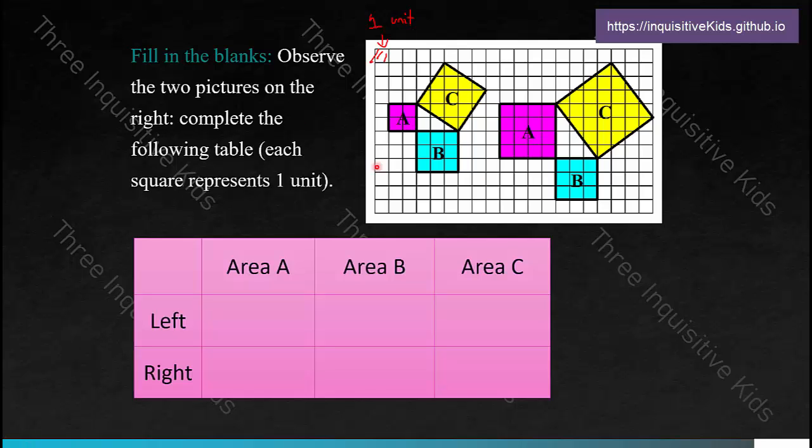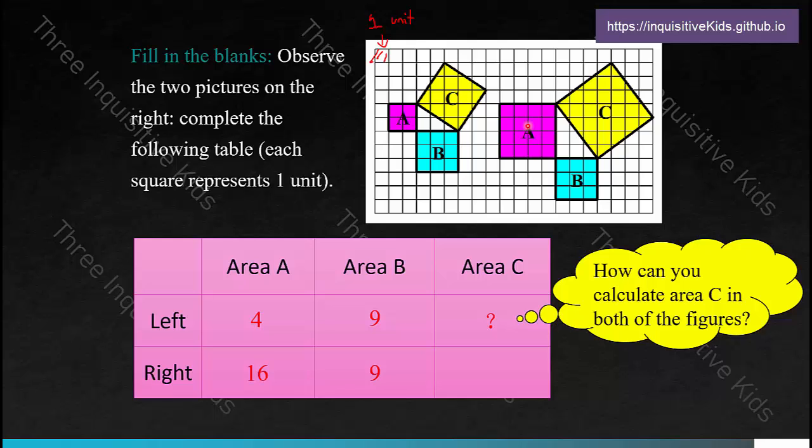So with this table, I want you to fill in the area A on the left and the area A on the right, the area B and area C as well on both sides. Okay, so let's fill this in together. This would be 4, and 9, and on the right would be 16 for area A, 9 for area B, and well, for area C, we're not sure.